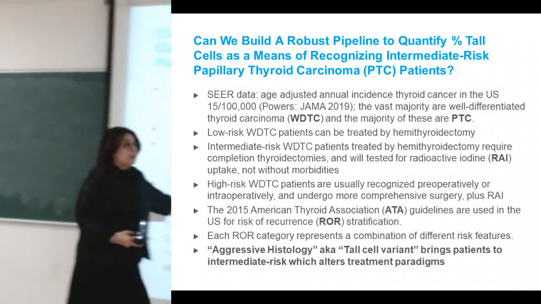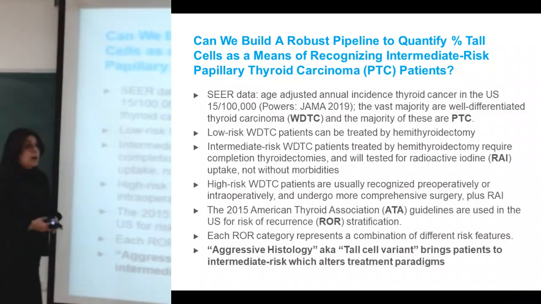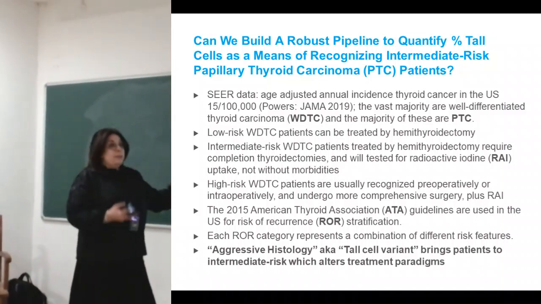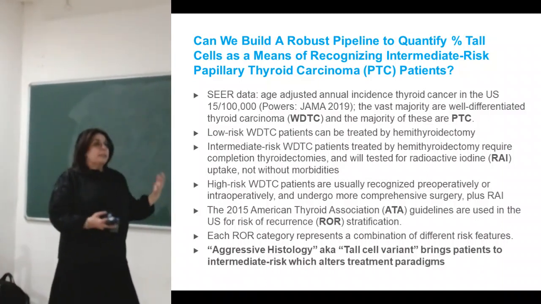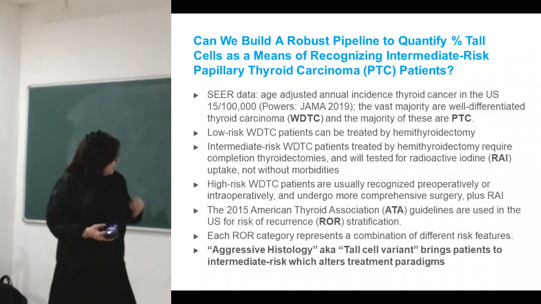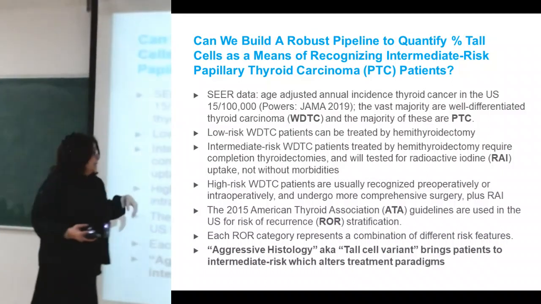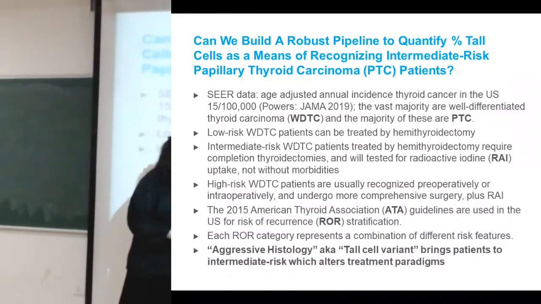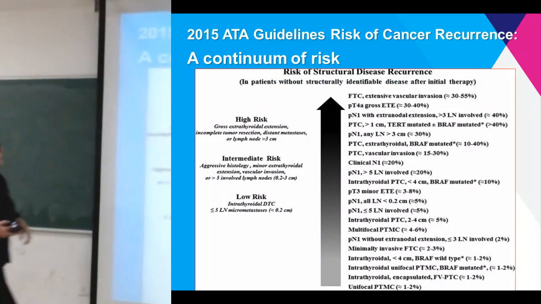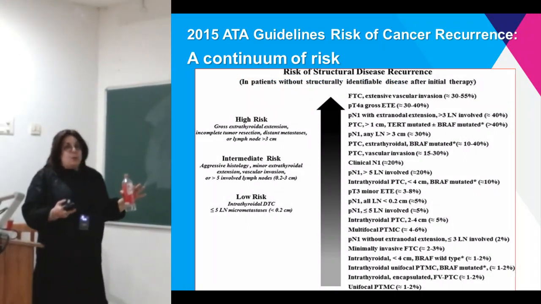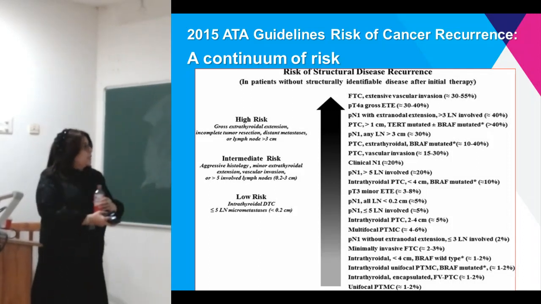And I'm going to show you the current one that we're using, which was proposed in 2015. They use different combinations of features to classify low, intermediate, or high risk. Aggressive histology, which we'll talk about, is a buzzword for tall cell variant. So, it's not written in stone. There's no grids that tell you exactly. But it shows you a sort of progression of risk.